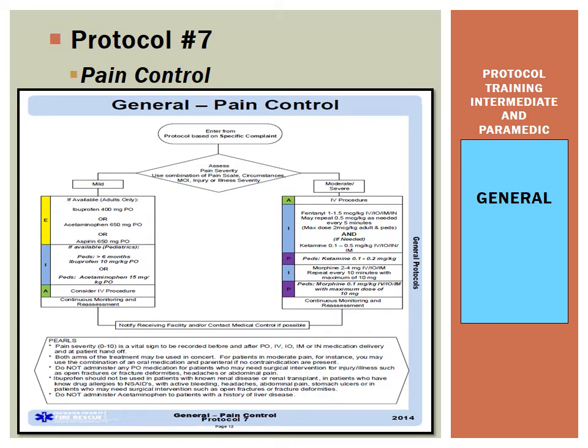Okay, Protocol 7 is our pain control protocol, and within this protocol, the EMT will have the option of treating pain, mild pain, with ibuprofen, acetaminophen, or aspirin. For our I&P level providers, you will have fentanyl, ketamine, and morphine at your disposal.